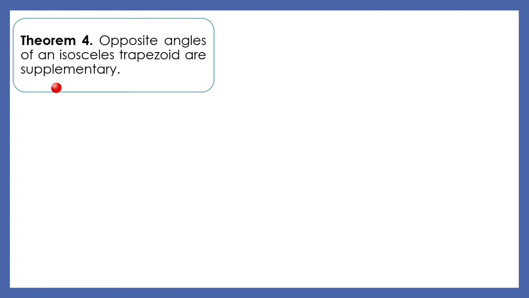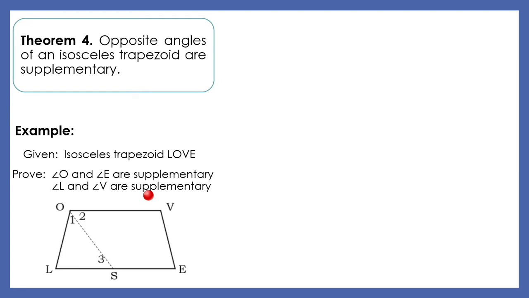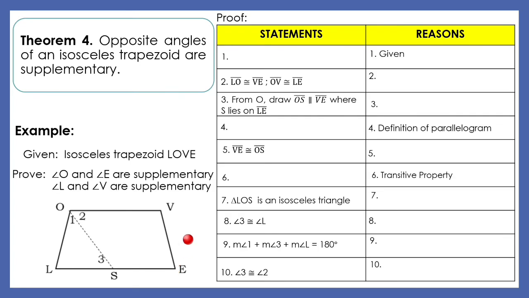To prove this theorem, let us have an example. Our given is isosceles trapezoid LOVE. We will prove that angle O and angle E are supplementary and angle L and angle V are supplementary. This is the figure. We have isosceles trapezoid LOVE. To prove, we will use the two-column proof.